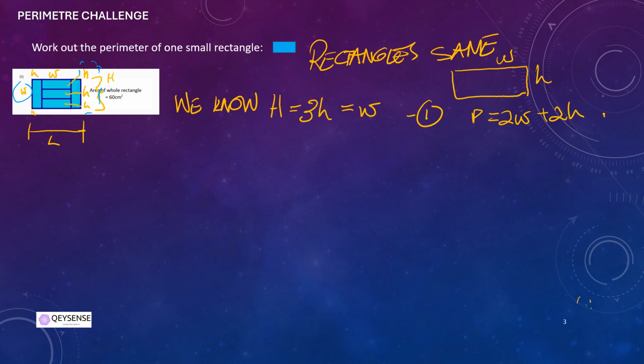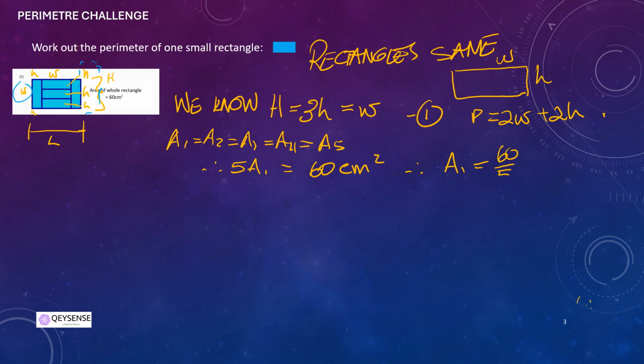Okay. We also have 5 rectangles, and if they're the same, then the area of each rectangle, let's call A1 equals A2 equals A3 equals A4 equals A5, and therefore 5A1 equals 60 centimeters squared. Therefore, A1 equals 60 on 5 equals 12 centimeters squared.